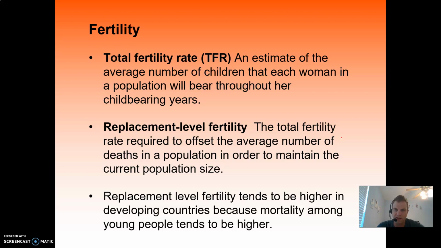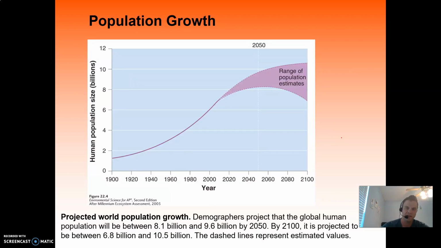Replacement level fertility is the total fertility rate required to offset the average number of deaths in a population in order to maintain the current population size. It's not always 2. You'd think it'd be 2 because that would be replacing each man and each woman. However, if your death rate is really high or really low, that number will change. So replacement level fertility does depend on the conditions you are living in. The replacement level fertility tends to be higher in developing countries because mortality among young people tends to be higher as well.